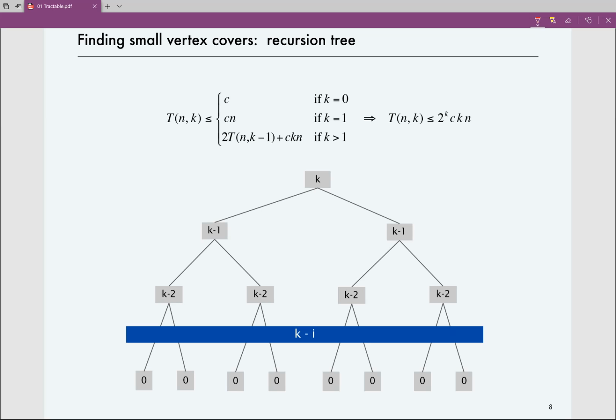So we have this recursion for the overall complexity, and if you solve this recursion, you're going to see that the overall complexity is going to be 2 to the k times n. This shows that at least for small values of k, small vertex covers, we can solve vertex cover in a reasonable amount of time.